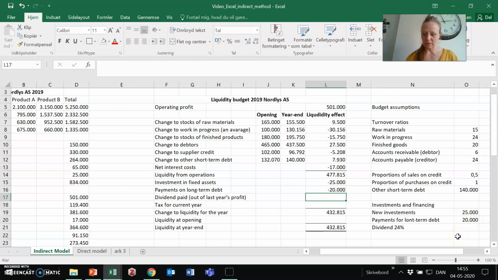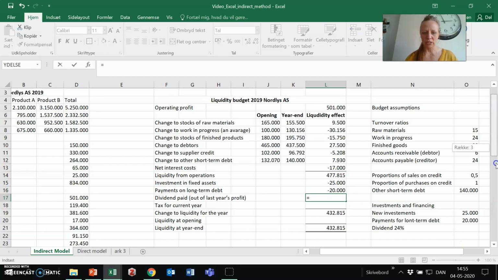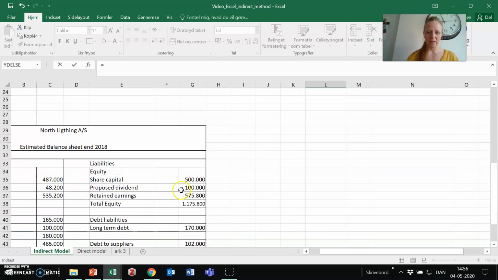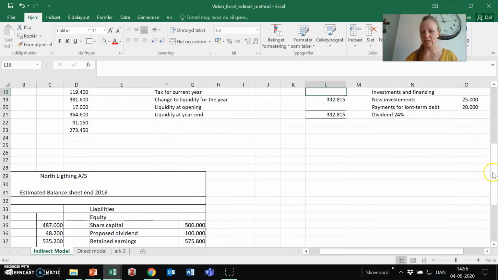Dividend paid. Now we need to take a look at what the company has planned to pay in dividend to their owners. Now let's take a look into the balance sheet as well, and let's take a look at what we have of assumptions here in the estimated balance. And here it says 100,000. So what we write here, again negative because we are paying the dividend, is minus 100,000, or we take the value in this cell.